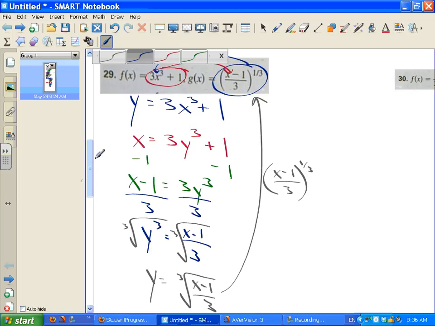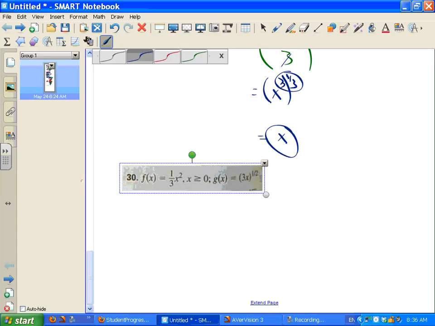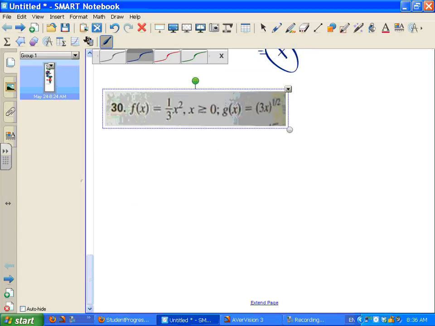Anything else? 30. Oh yeah. Same problem. So which method do you guys like the best? Neither. Replace the x and the y. Swap the x's and y's? Yeah. Okay, so this will be y equals 1/3 x squared. All right, so that'd be x equals 1/3 y squared.